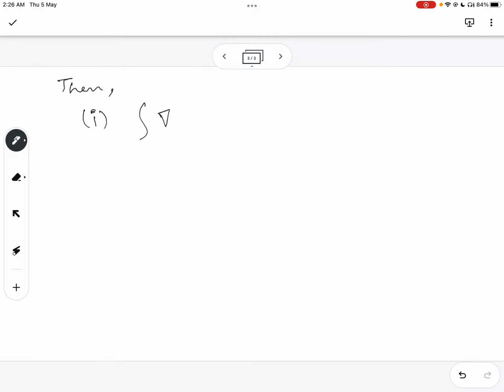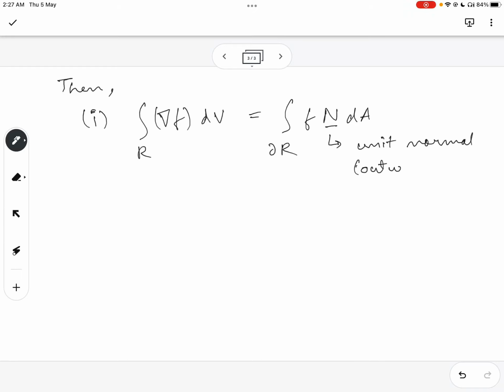So for the scalar field, gradient of f, the volume integral of gradient f taken on the region R is nothing but the integral of f times n dA on the boundary, where n as defined before is the unit normal. So the norm is equal to 1, which is outward to del R.